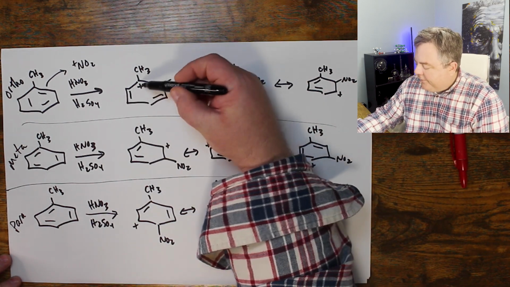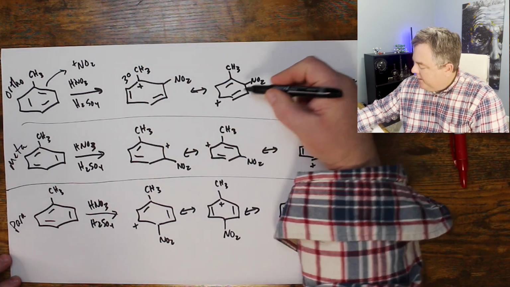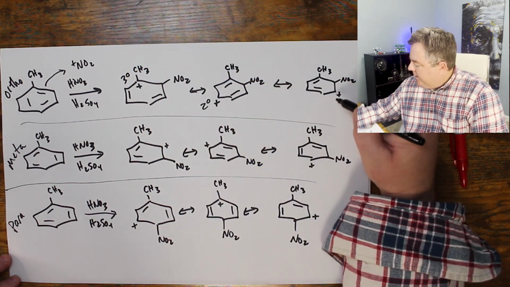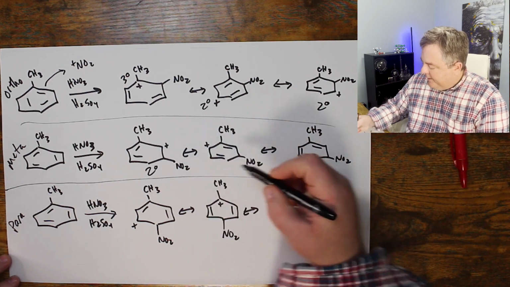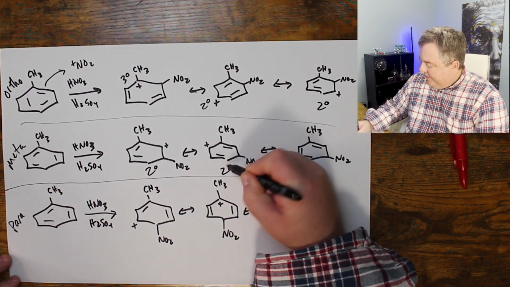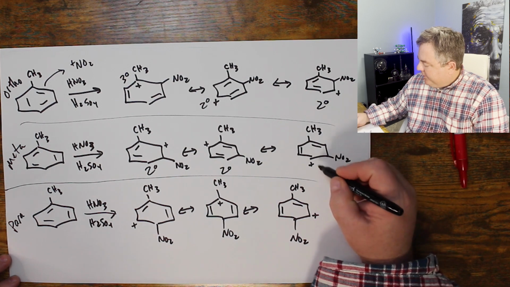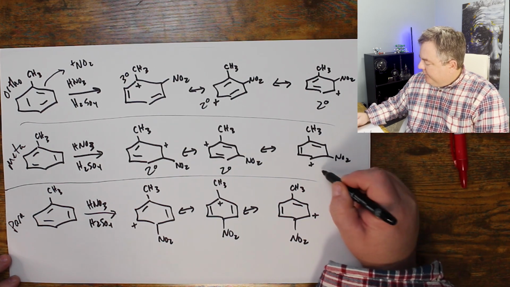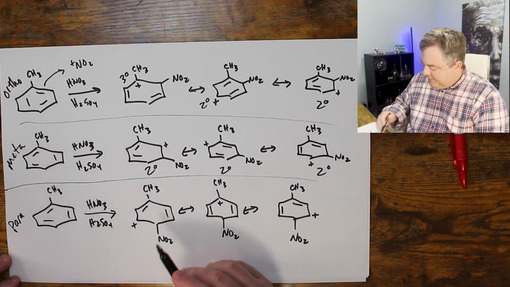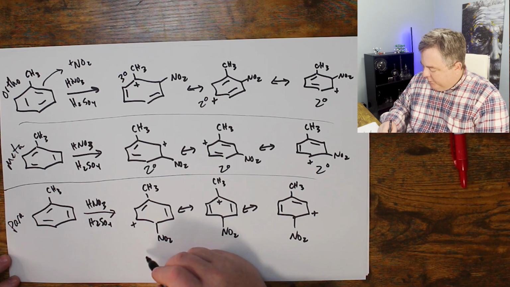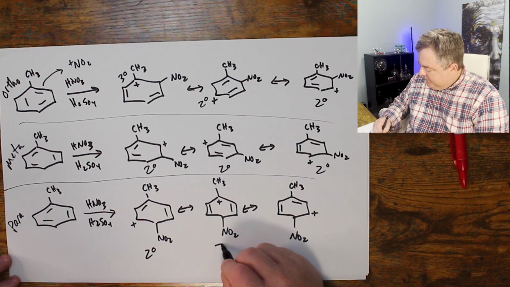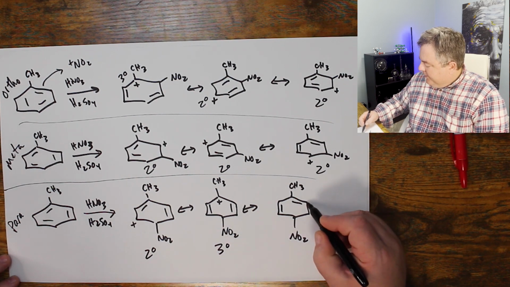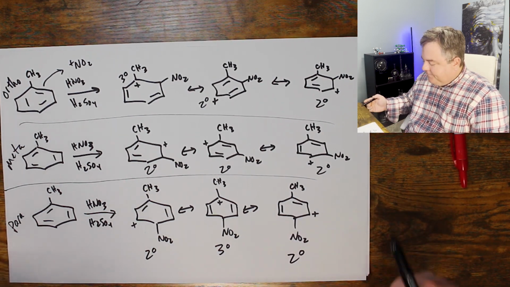I want you to notice this carbocation is tertiary, this one's secondary, and this one is secondary. This carbocation is secondary, this one's secondary. That means it's only got 2 things attached to the carbocation. And this one is secondary, only has 2 carbons on the positive charge. This one has 2 carbons on it, secondary. This one has 1, 2, 3 carbons on it, it's tertiary. And this one only has 2, it's secondary.